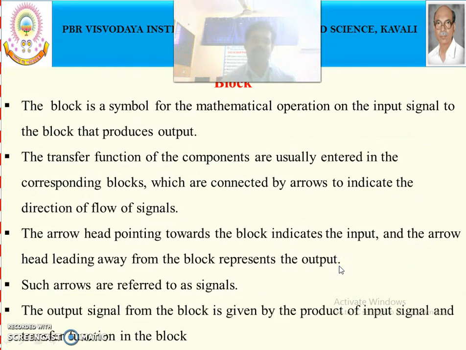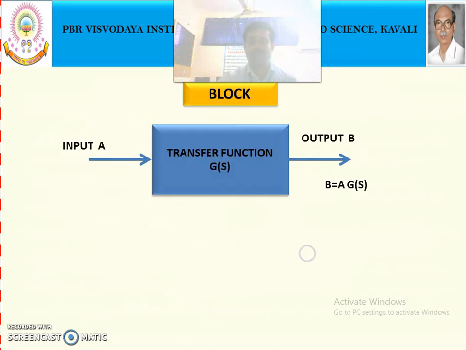The output signal from the block is given by the product of the input signal and the transfer function in the block. So the output signal coming from the block is nothing but the product of the input signal and the transfer function of that particular block.